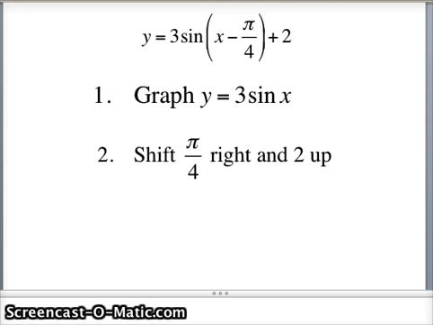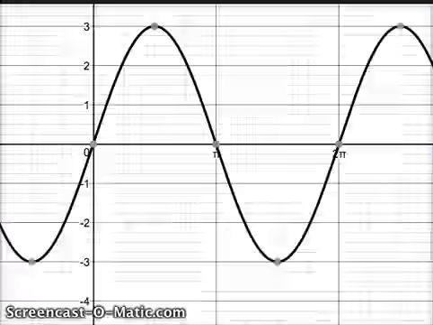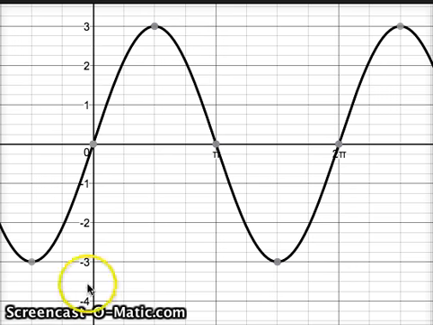Now we want to take a look at what happens with this kind of a situation. So 3 sine x is what we just looked at, but this is a shift. Shift pi over 4 to the right, shift 2 up. So we'll take each one of our 5 points, shift it pi over 4 to the right, shift it 2 up. Here's our graph of 3 sine x. Shifted pi over 4 to the right, 1, 2, 3, 4. Pi over 4 is one box here. Shifted pi over 4 to the right and 2 up.